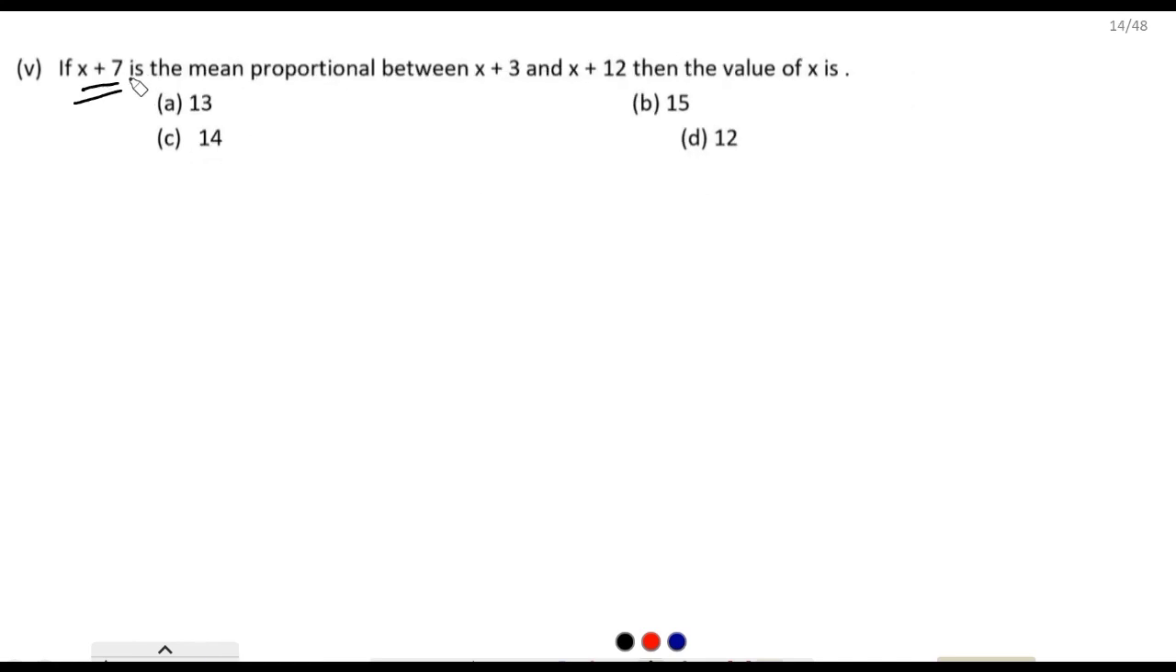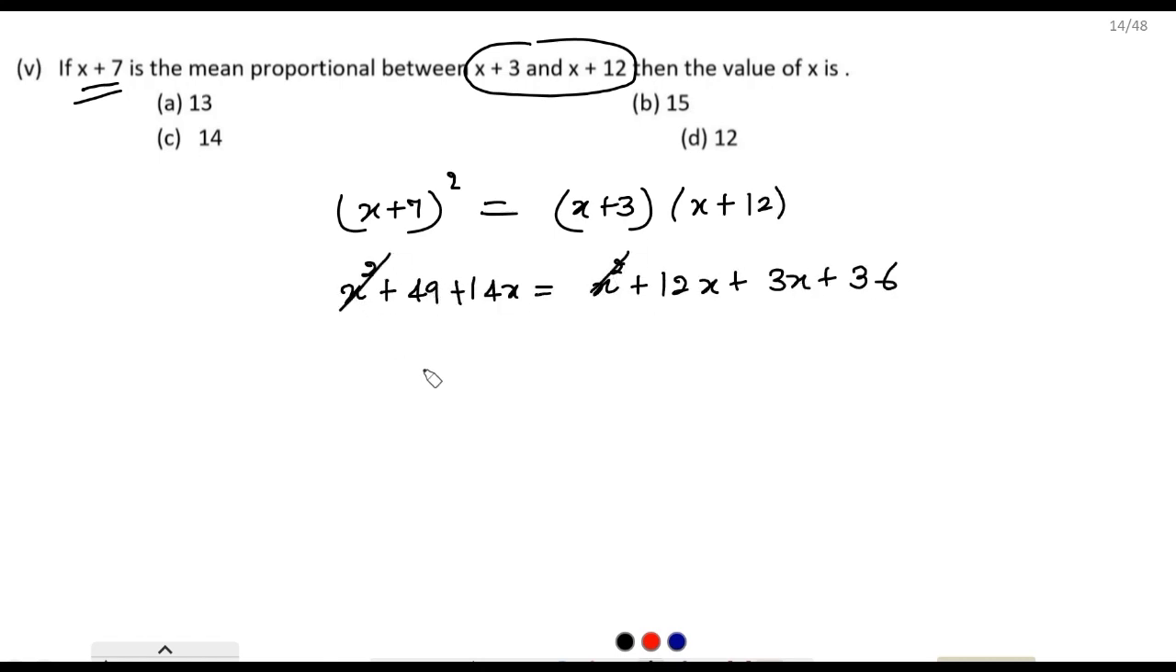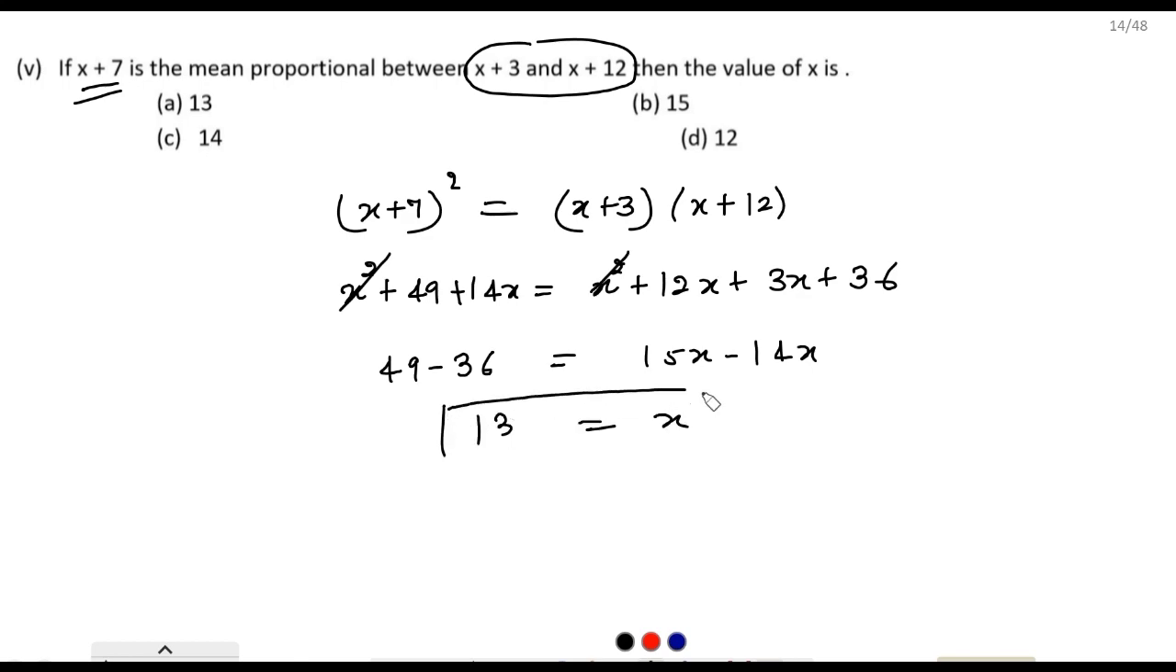x plus 7 is the mean proportional between these two terms, then find the value of x. If x plus 7 is the mean proportional, then (x plus 7) whole square will be equal to the product of the external terms. Now solve this. X is equal to 13.